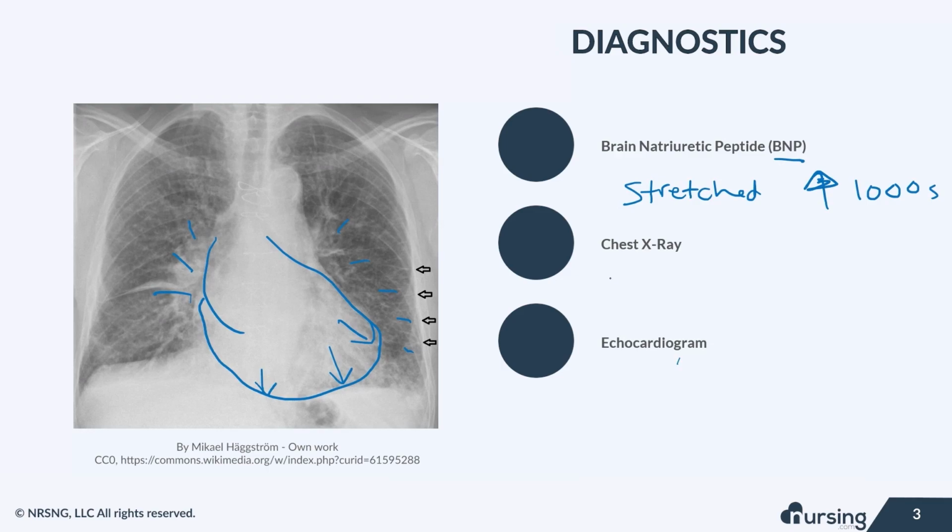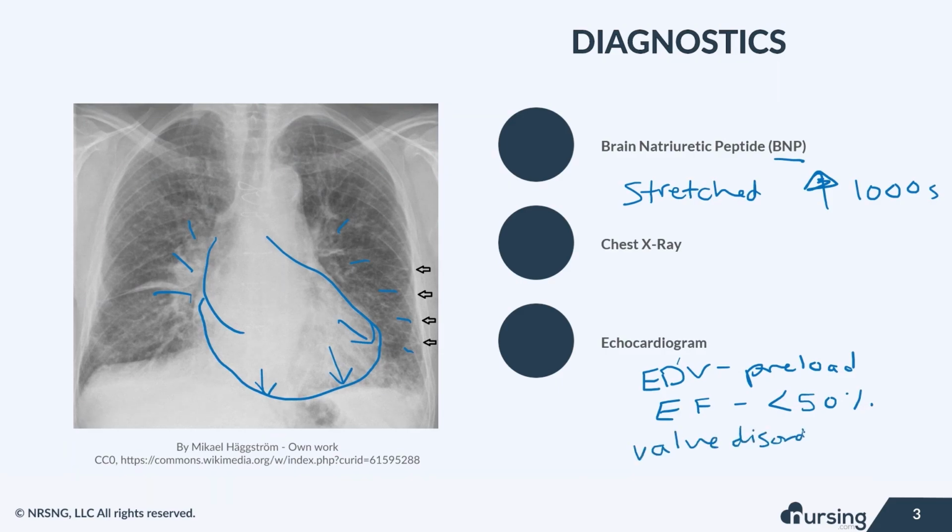Now, we'll also get an echocardiogram, and this is going to show us a couple things. One is end diastolic volumes. Remember, that measures preload. The other thing we'll see is ejection fraction, and in heart failure patients, it's usually less than 50%, so that's not good. And then we can also see on an echo if there's any valve disorders.